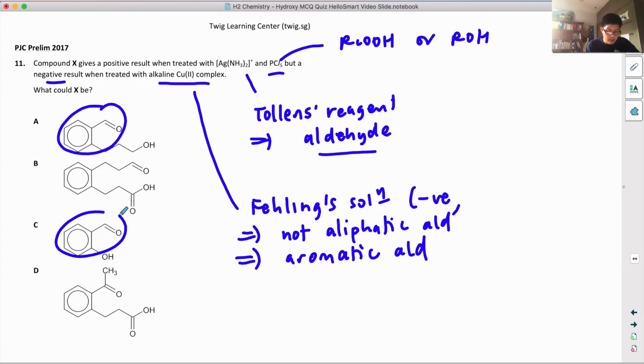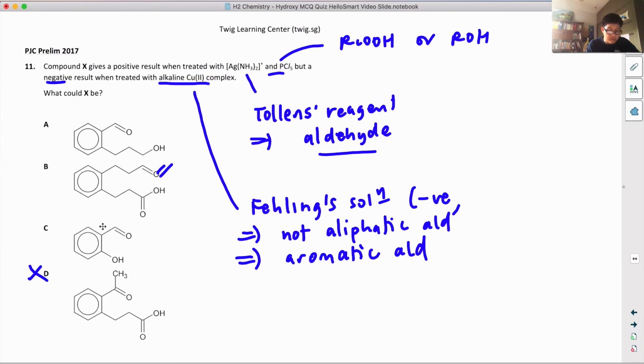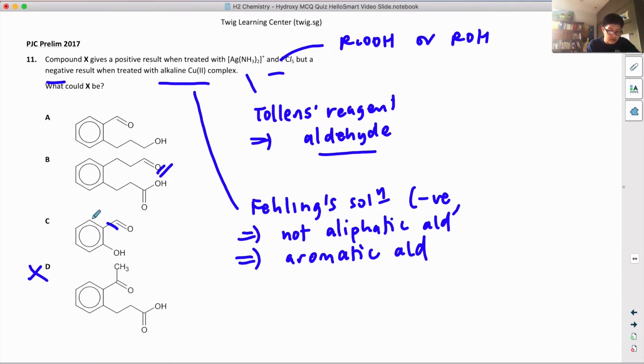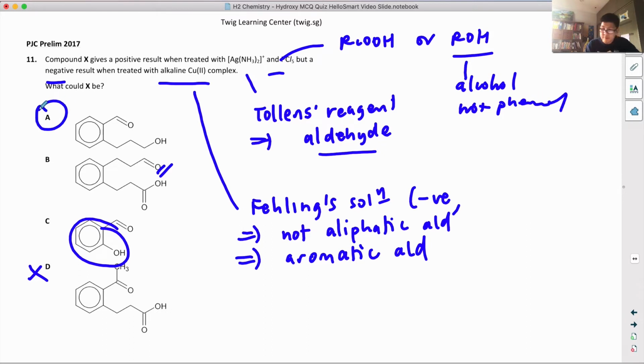The other two: this one firstly has no aldehyde group at all, so this is out. This one is still an aliphatic aldehyde. The A and C are aromatic aldehydes. So the answer must be either A or C. Let's see whether it fits the other parts. You can see that this is actually phenol, which means it's not, because over here when I say this is alcohol, it's not phenol. Okay, so the answer must be A. Alright, let's move on. Next question.